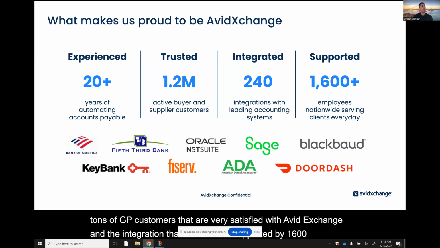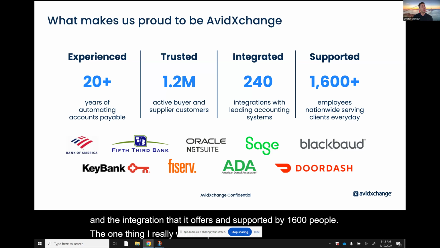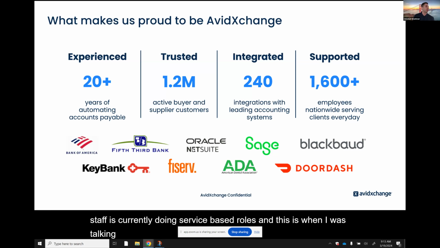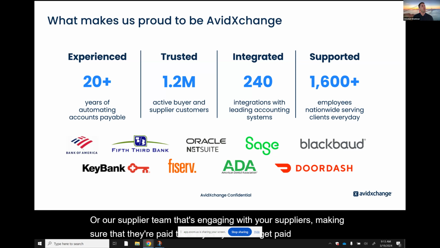The one thing I really want to point out with this stat is a third of our staff is currently doing service-based roles. And this is when I was talking about the human indexers, for example, or our supplier team that's engaging with your suppliers, making sure that they're paid the way they want to get paid. So we really not only want to count on technology, but we really want to count on service. That is really what we're all about here when it comes to money movement.